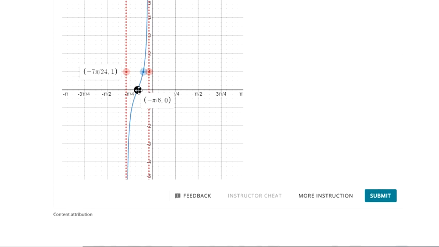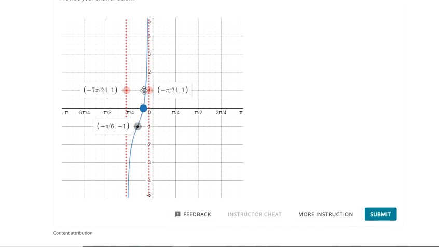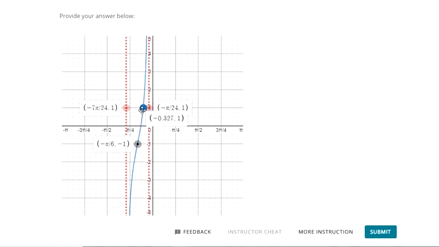Okay, so let's go into Newton and make that phase shift happen. There's our pi over 6 units to the left, and there's our 1 unit down. And so now you can see my asymptotes working out. We said negative 7 pi over 24 was one of them, and negative pi over 24 was the other. So now the last thing we need is a dot.